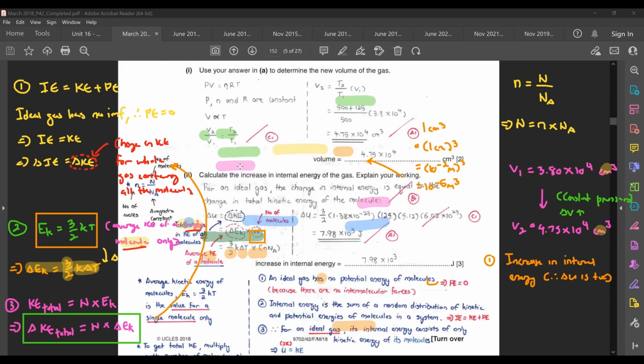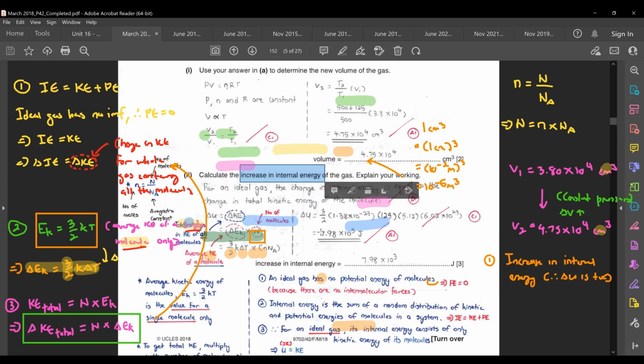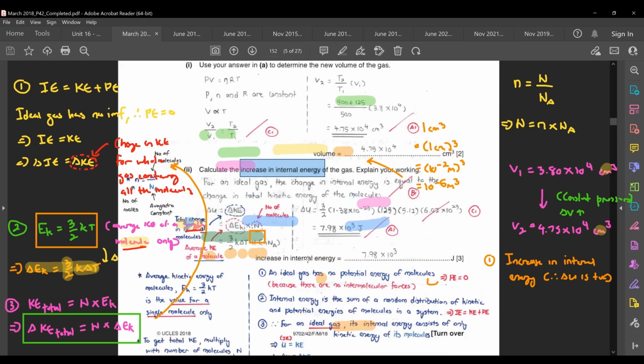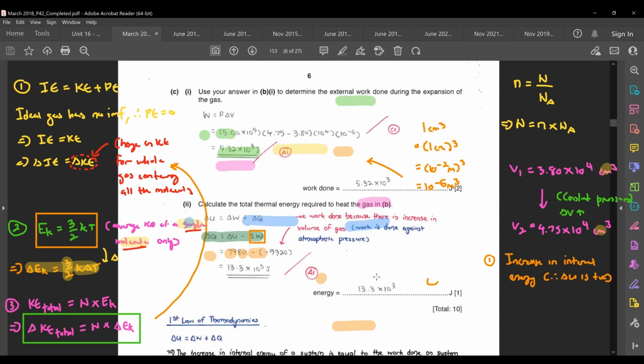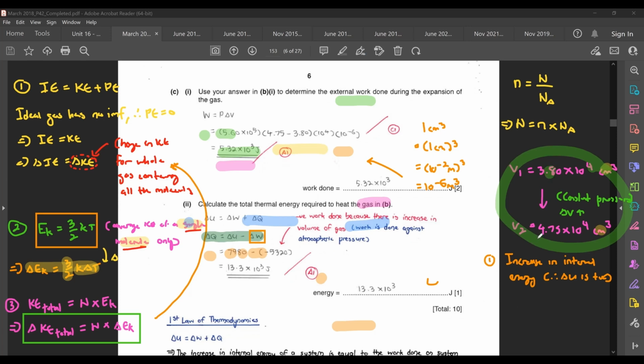This one you know because the question says find out the increase in internal energy of the gas. Okay. So your delta Q here is positive. But what about your work done? You see, if you look back at the part above here, from 3.8 to 4.75, this one is actually a volume increase. Okay. So when it comes to volume increase, that means work is done by the system. Therefore, delta W is negative.